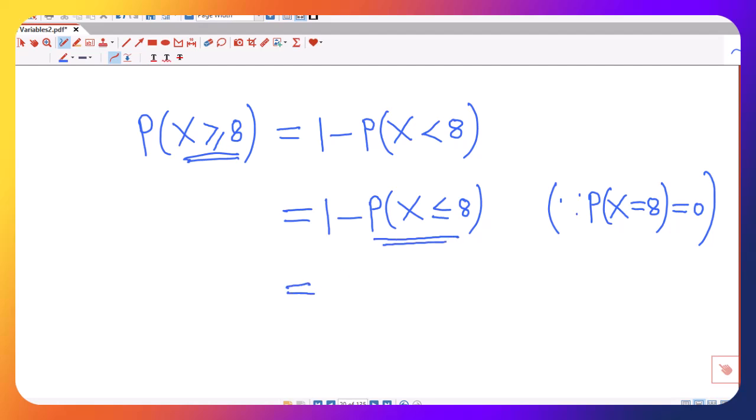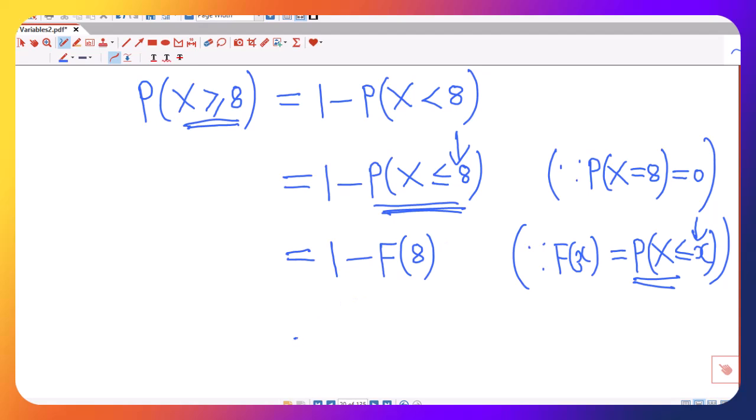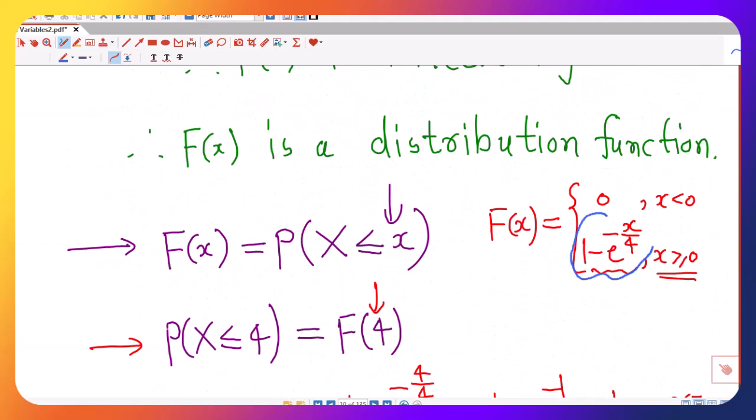And why am I writing it in this way? Because I want to use the definition of CDF. So this I can rewrite as the value of the CDF at x equal to 8. We know that F(x) is nothing but the probability that capital X is less than or equal to small x. So here we have small x equal to 8, so this is nothing but the value of the CDF at x equal to 8. Now x equal to 8 is positive, so we have to again use this part.